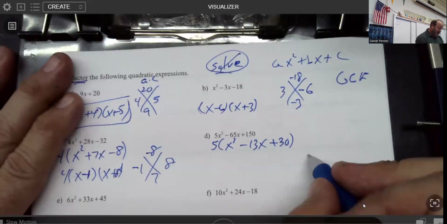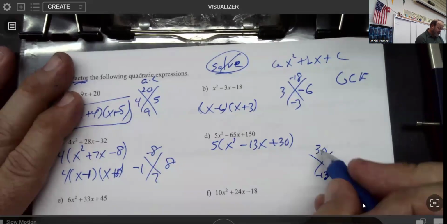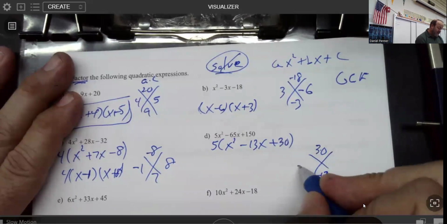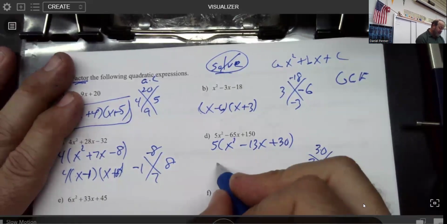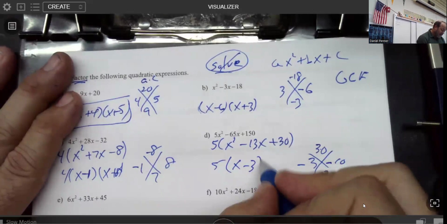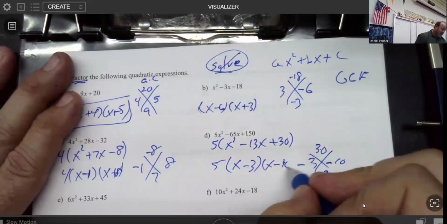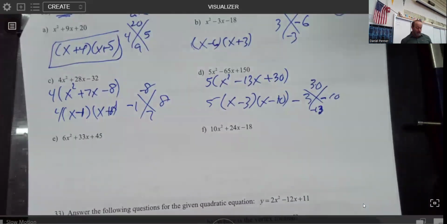Here, if you look, all of these numbers are divisible by 5. Similarly, this one needs a product of 30 and a sum of negative 13. But if the product is positive and the sum is negative, I need two negative numbers, namely 3 and 10, because 3 times 10 is 30. So we've got x minus 3 and x minus 10. So we're looking good. Now, moving a little bit further, these problems are going to get progressively harder.